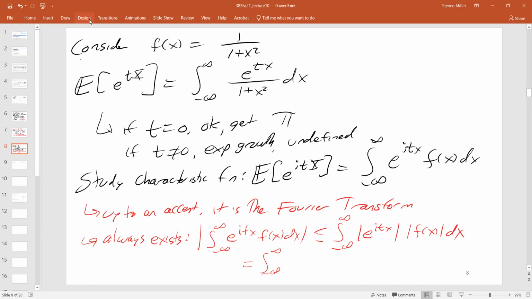What about e to the i tx? What do you know about the absolute value of e to the i tx? It's just 1. So this is just the integral of f of x dx. And now we use the fact that it integrates to 1 to say that this integral is 1. So the Fourier transform or the characteristic function always exists. That is a huge advantage over the moment generating function, which does not always exist. It's better to work with objects that exist than to try to work with objects that do not exist.